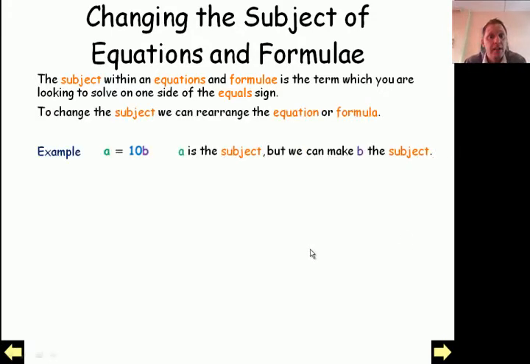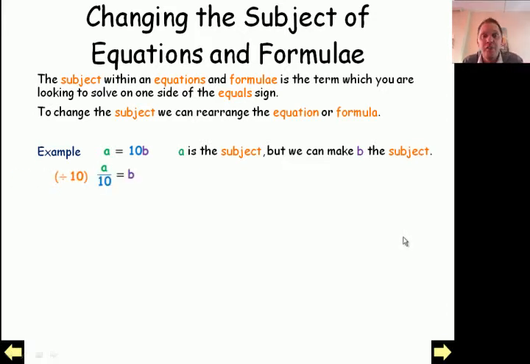As an example, we've got A equals 10b. A is currently the subject because 10b equals A. But we can change this. We can rearrange this so B will become the subject. So we're looking for this to equal B.